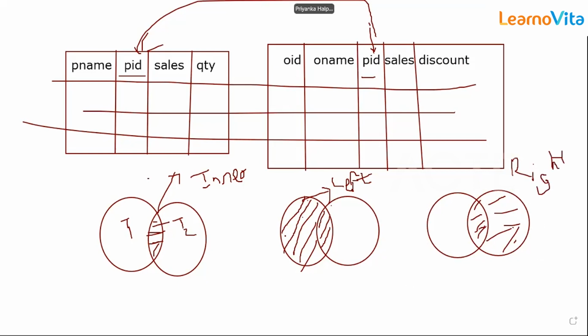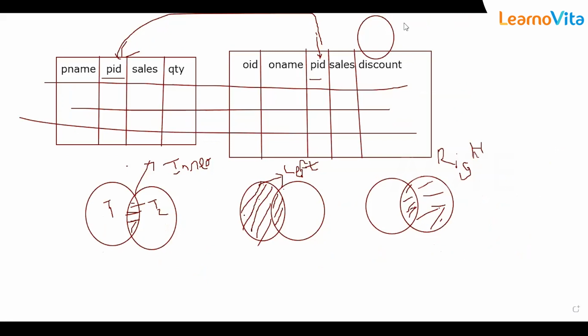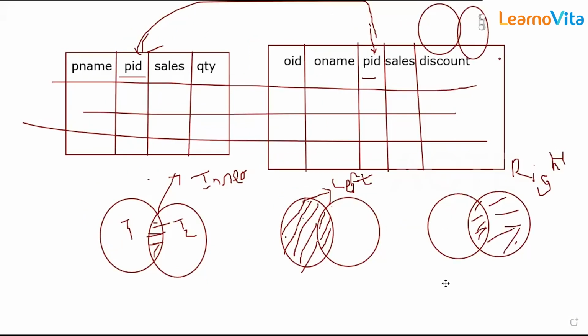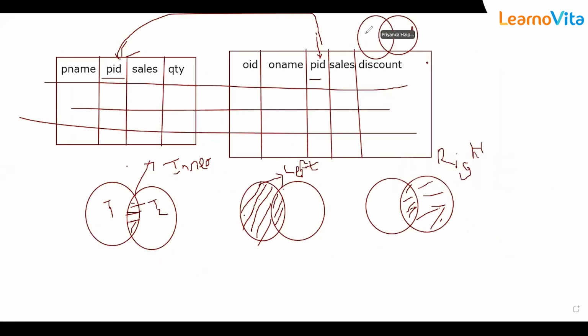Okay, what about the next join? So these are two tables, T1 and T2. The uncommon part of T1, plus the uncommon part of T2, plus the inner part, whatever is common, this is nothing but full outer join. The uncommon parts from both tables combined together with the common part, like each and every piece of data together. If we merge them, that thing is nothing but full outer join.